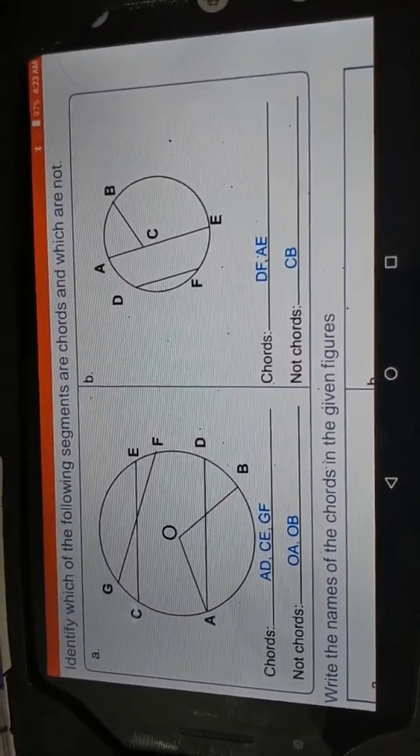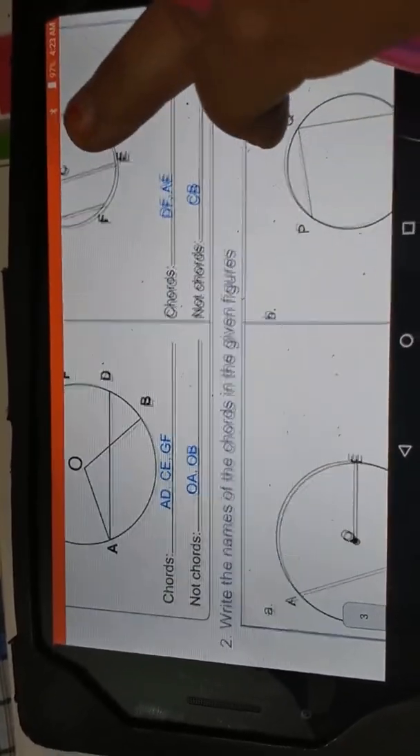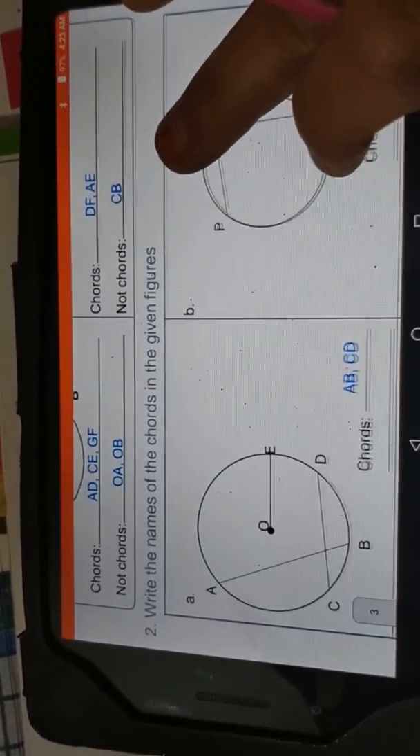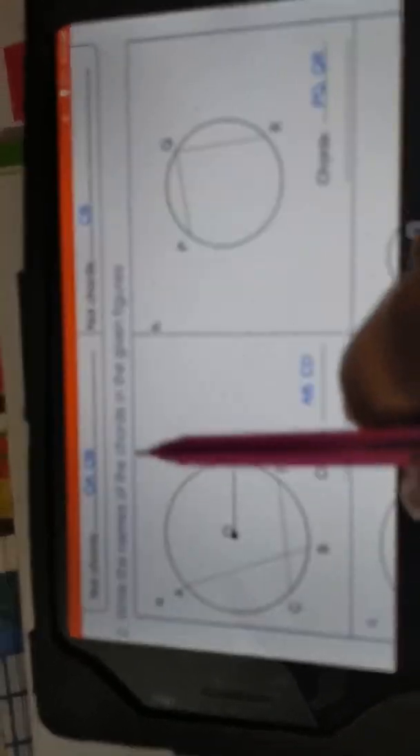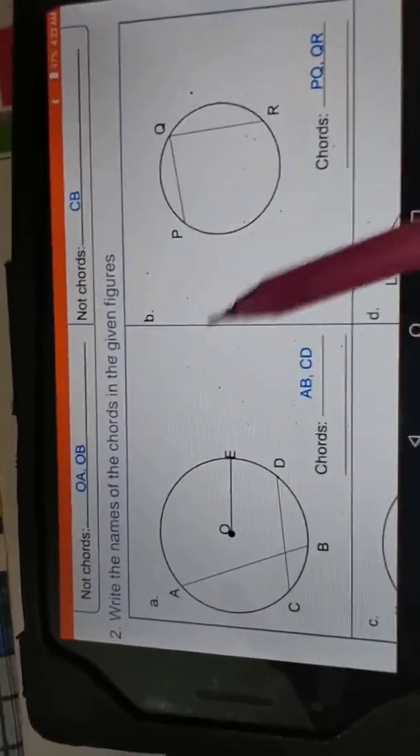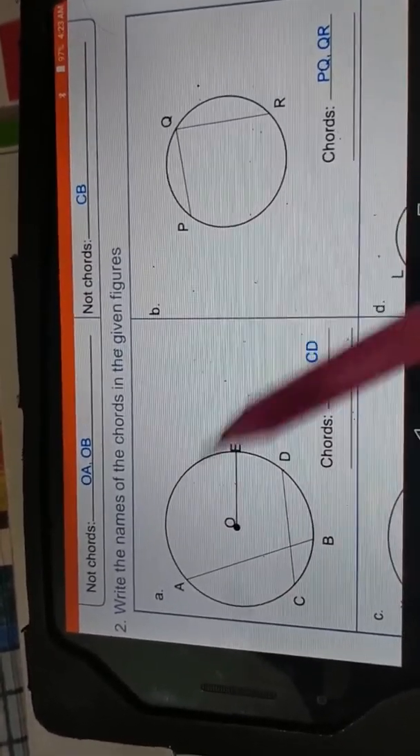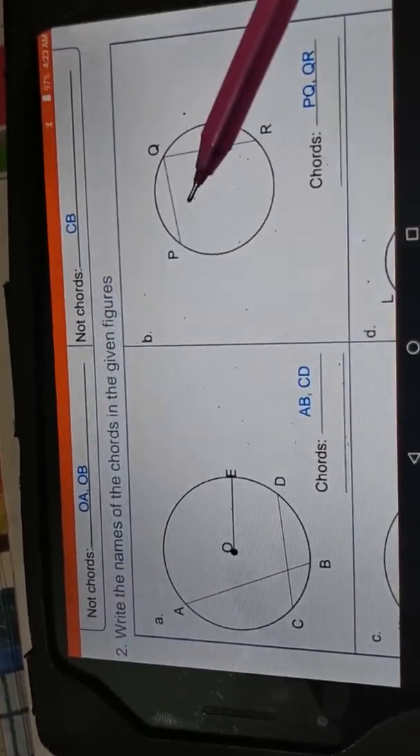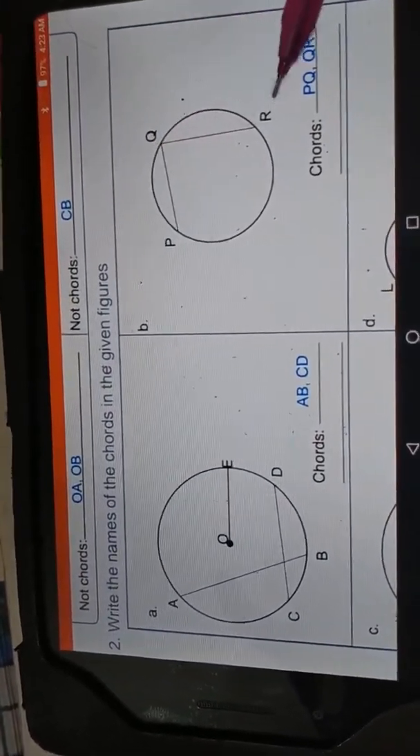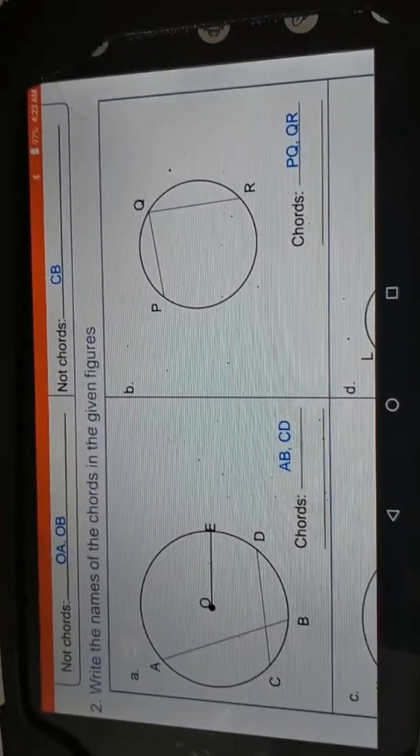Okay students, I hope your work is complete. Now next I'll show you here. The second question is, write the name of the chords in the given figures. So students, this is a circle. We have to find the chords. So that is AB and CD, and the second one PQ and QR. Write it down in your maths notebook, students.